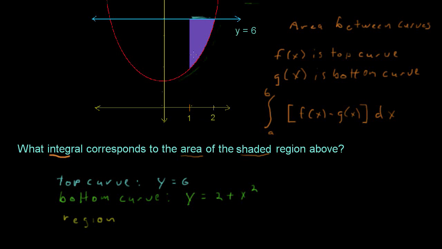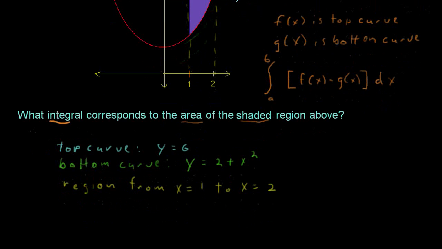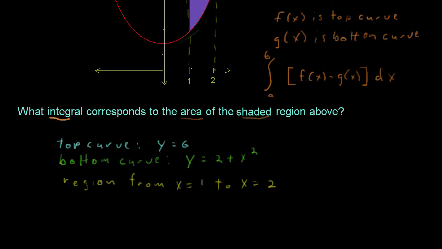And so the region, notice that if I extend a line straight up from 1 here, so x equals 1, and all the way to x equals 2, that gives me the left and right bounds of the shaded region that I'm interested in. So the region is from x equals 1 to x equals 2. And now we have all the information we need to write our definite integral.